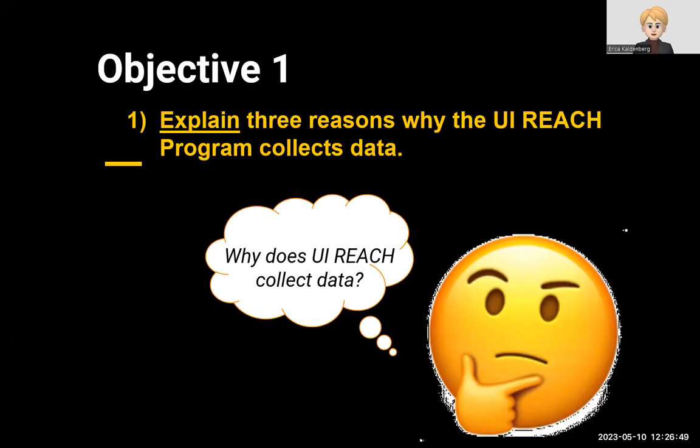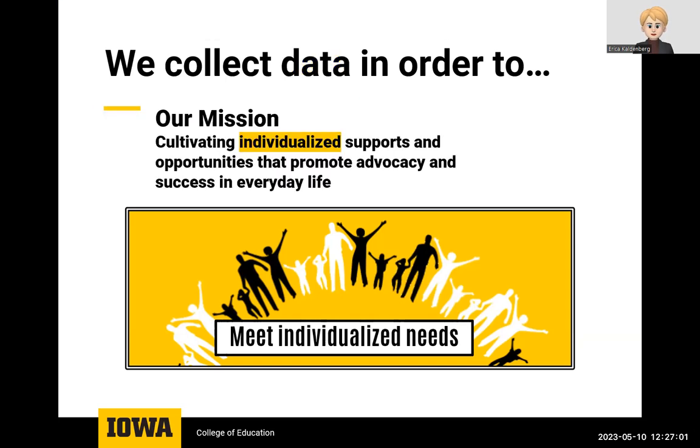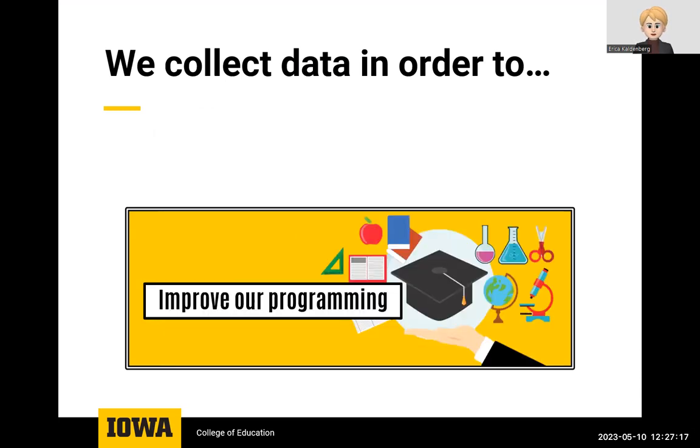Objective number 1, explain 3 reasons why the UI Reach program collects data. Number 1, we collect data in order to meet individualized needs. Now, these aren't in any order in particular, but our UI Reach mission states that we are cultivating individualized supports and opportunities that promote advocacy and success in everyday life. Data helps us meet people's needs.